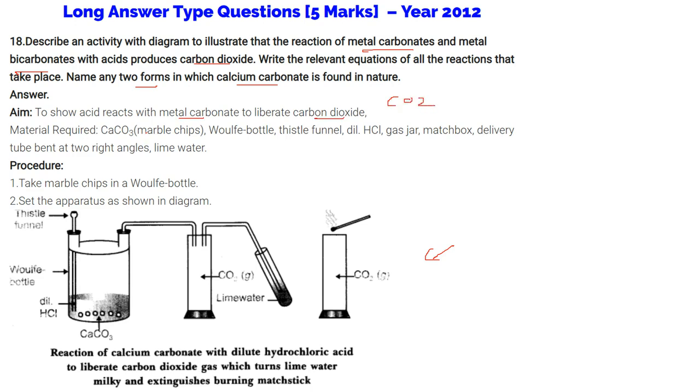The materials required are CaCO3, so we can have some marble chips, the Woulfe bottle, the thistle funnel, dilute hydrochloric acid, gas jar, matchbox, delivery tube bent at two right angles, and lime water. The procedure will be something like this. We take marble chips in the Woulfe bottle and set up the apparatus like this. This is the reaction of calcium carbonate with dilute hydrochloric acid to liberate carbon dioxide, the gas which will turn the lime water milky, and it will extinguish the matchstick if it is brought there.